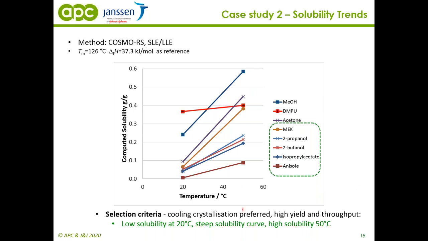Our selection criterion was, let's go for cooling crystallization, which is always preferred, and let's find a solvent with high yield and throughput. So we were looking for low solubility at room temperature, a high slope of the solubility curve, and then high solubility at 50 degrees. We identified a number of solvents: isopropanol, MEK, isopropyl acetate, and anisole.